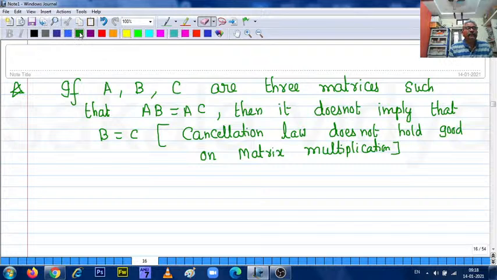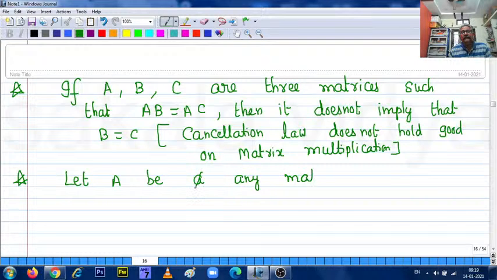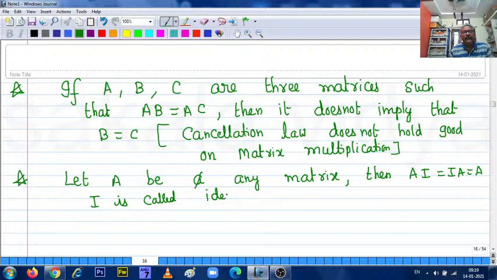Next, one more property we need to discuss. Let A be any matrix, then A into I equals I into A equals A. Here I is called the identity matrix.